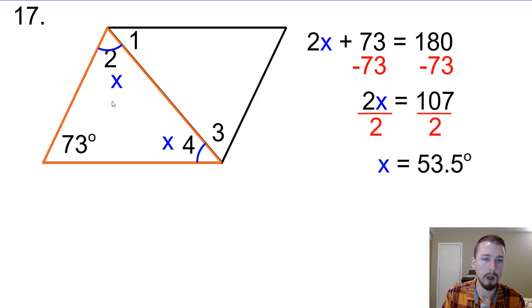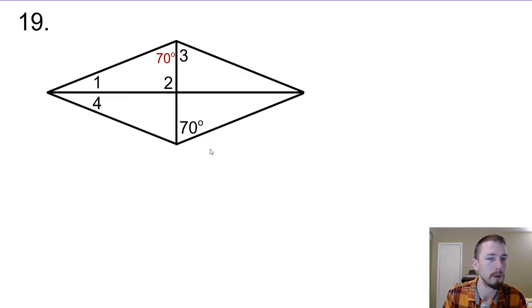53.5. So what we actually know is that all of these angles here will have to be 53.5 because if it's a rhombus, the diagonals are going to cut each other in half. So all the angles 1, 3, 4, and 2 are all going to be 53.5. So those will all be your 4 answers from the answer bank.